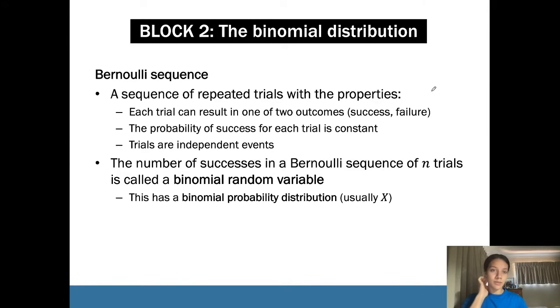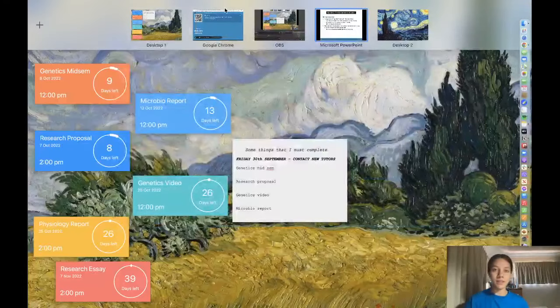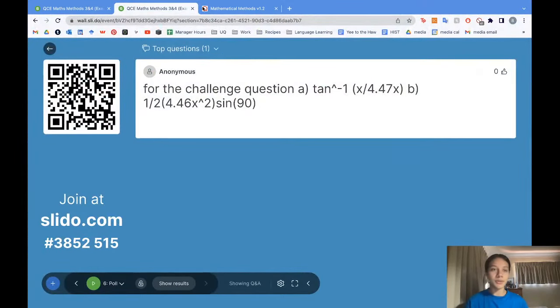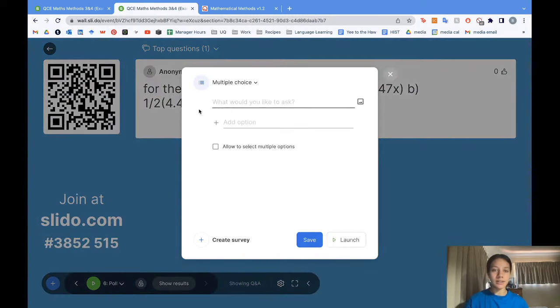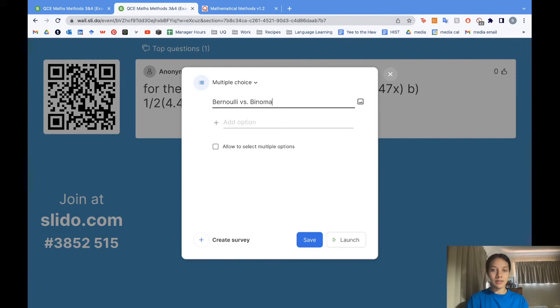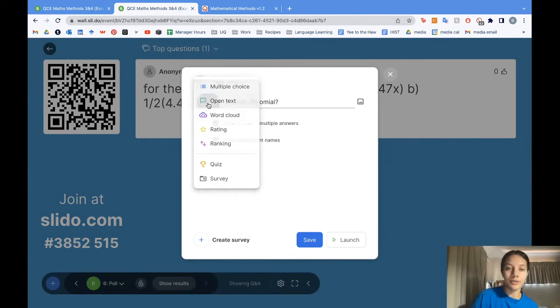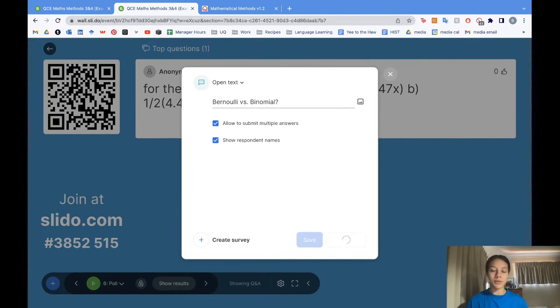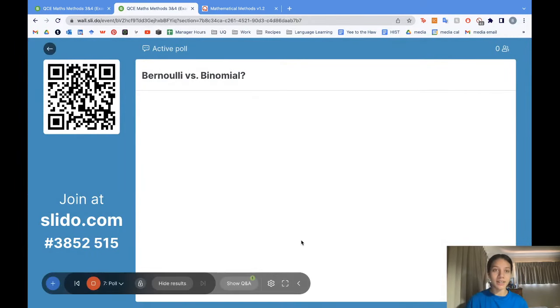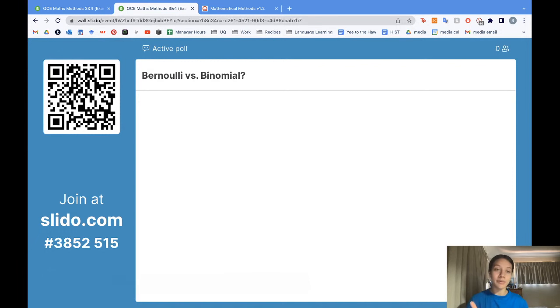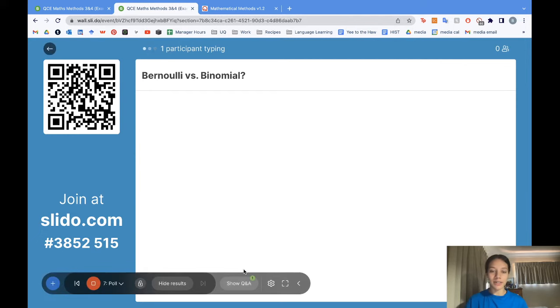First thing is the difference between a Bernoulli and a binomial distribution. I'm going to open up a poll, an open text again. Tell me what the difference is between a Bernoulli and a binomial. Or if you don't know exactly, even just have a go at telling me what a Bernoulli trial is, what a binomial distribution is, anything you remember. Use this as an opportunity for some recall. Feel free to write down anything you remember about either one. I'll leave it up for a few minutes so you can have a go.